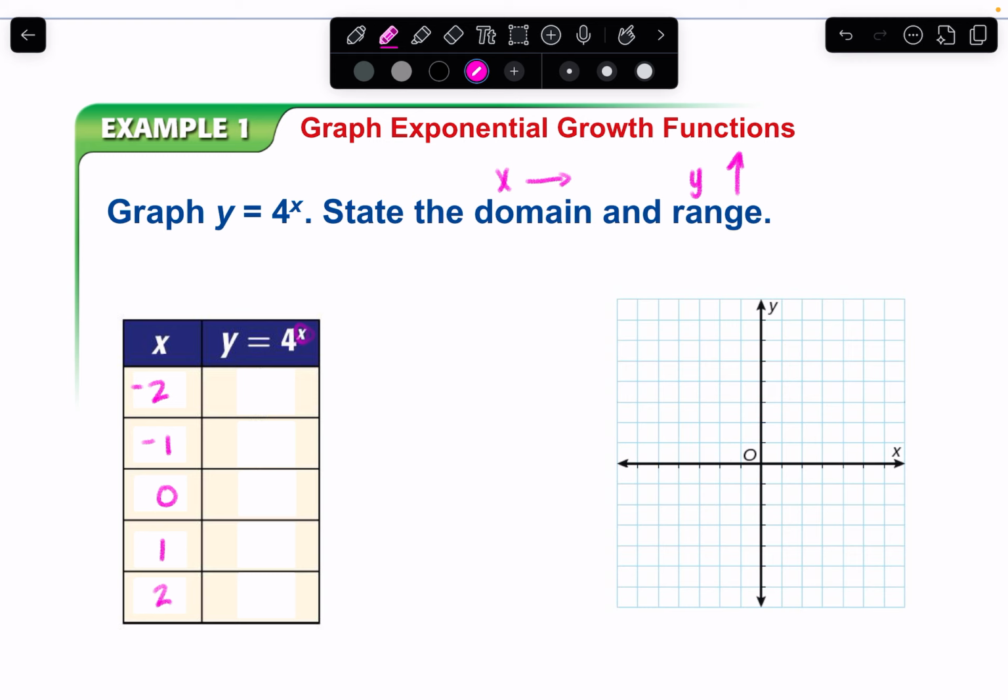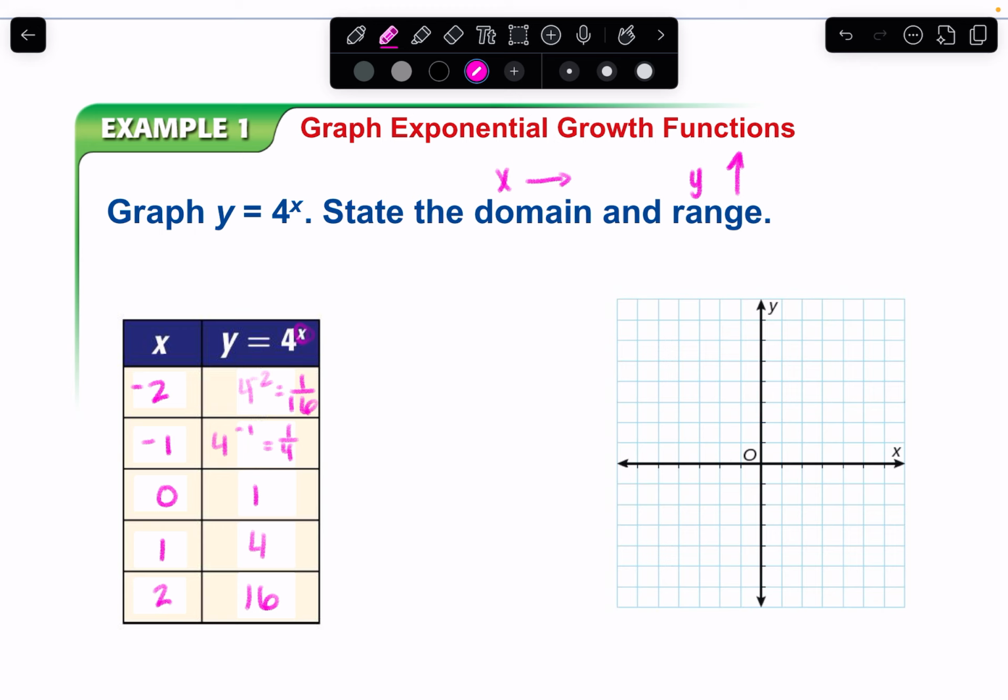For this first one, I would have 4 to the -2nd power. 4 to the 2nd power is 16. Because it's negative, this would really end up being 1 over 16. Then 4 to the -1 power: 4 to the 1st is 4, and because it's negative, I would have 1/4. Again, you can use decimals or you can use fractions. Then anything to the power of 0 is going to be 1. 4 to the 1st power is 4. 4 to the 2nd power is going to be 16.